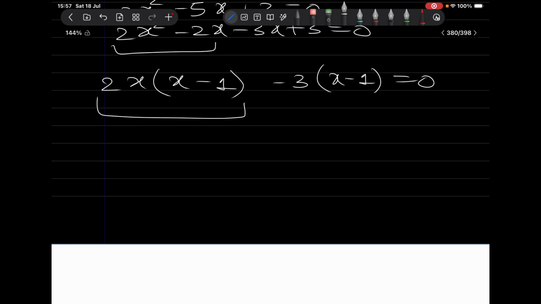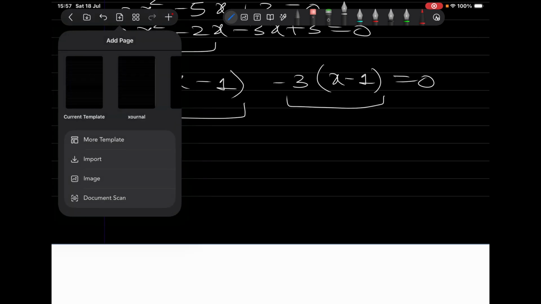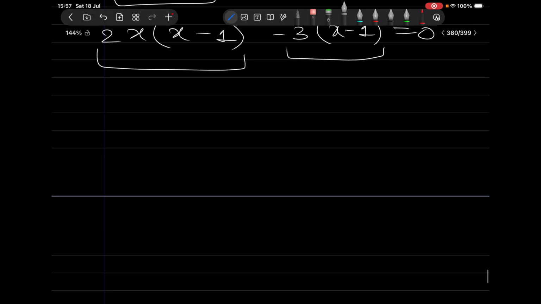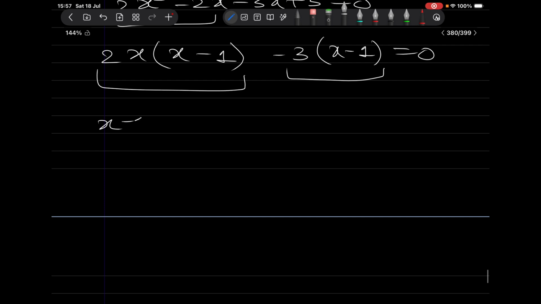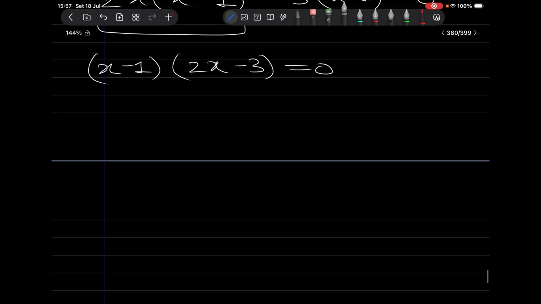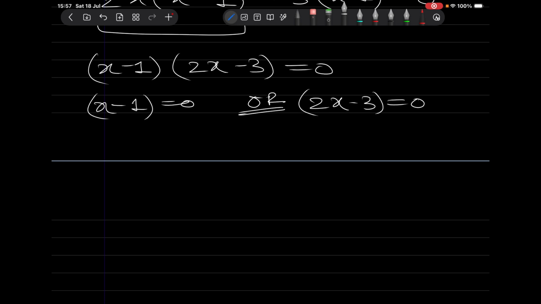Now if I take common from these two terms, I can take x minus 1 common. Remaining is 2x and minus 3 is equal to 0. Now if the product of two integers is 0, then any one of the integers can be equal to 0. It is x minus 1 equals to 0, or 2x minus 3 equals to 0.